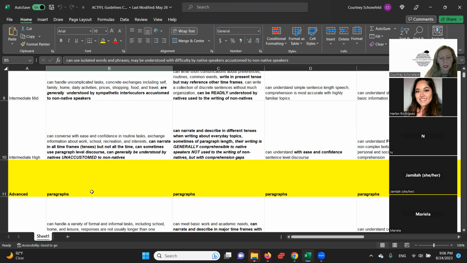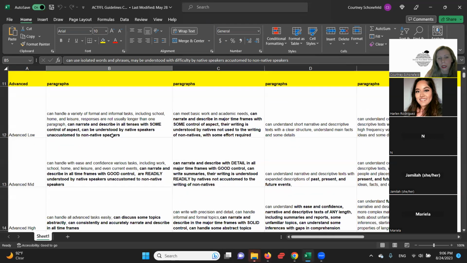And then we have advanced. They can communicate at the paragraph level. They can handle formal and informal tasks. They can narrate and describe in all tenses with some control of aspect. Remember I said intermediate high, they could just do it sometimes. They really can't do it all the time in advanced low either, but they're doing it with some control. And they can be understood by native speakers unaccustomed to non-native speakers. Then we get to advanced mid.